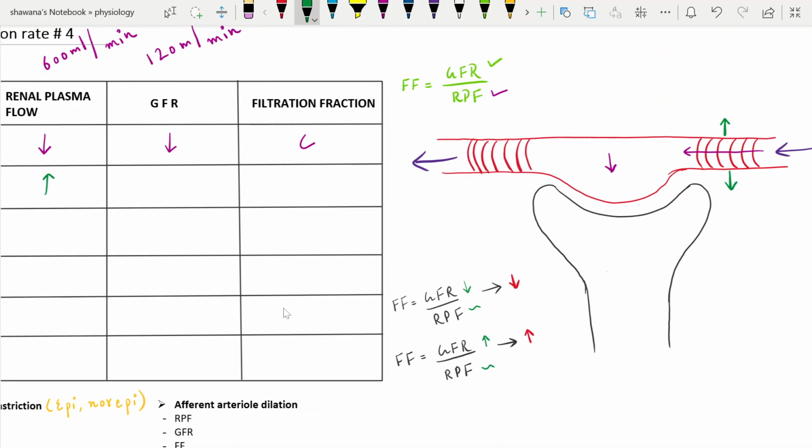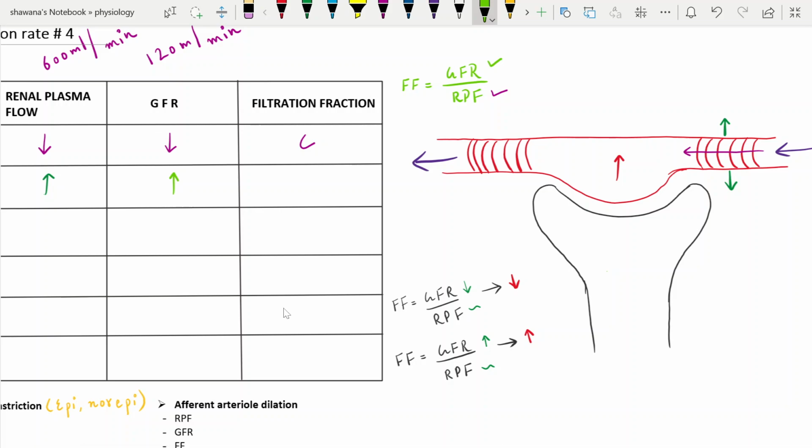And what about the GFR? When the blood inside the capillaries increases, there's high hydrostatic pressure in the capillaries. With the high hydrostatic pressure of capillaries, the GFR is going to increase automatically. So it's an arrow of increasing GFR.